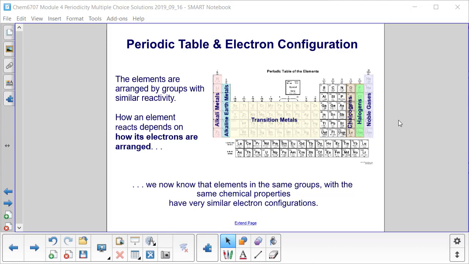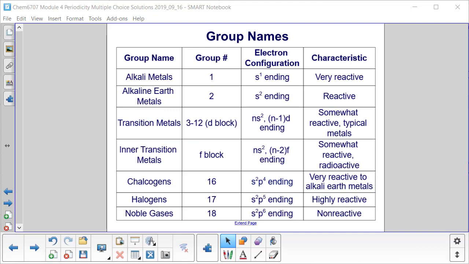Elements are arranged into these groups with similar reactivity. How an element reacts depends on how its electrons are arranged. Elements that are in the same group with the same chemical properties have very similar electron configurations. Here's a summary of the periodic table groups along with their characteristic reactivity and electron configurations.